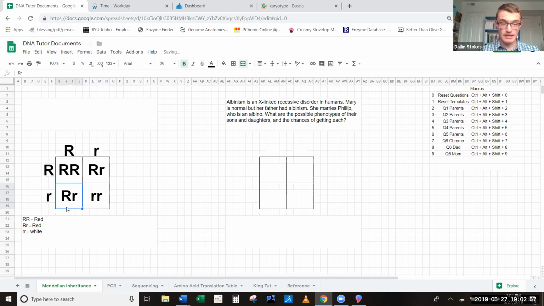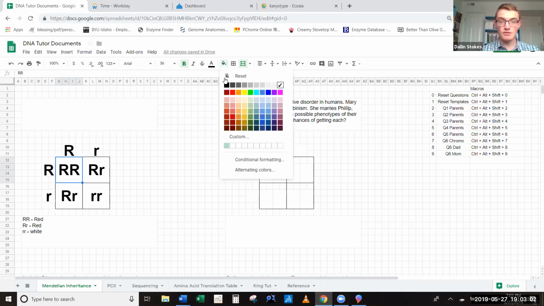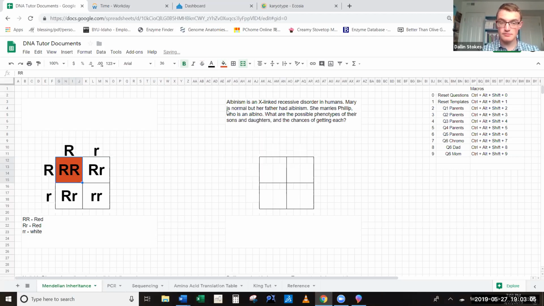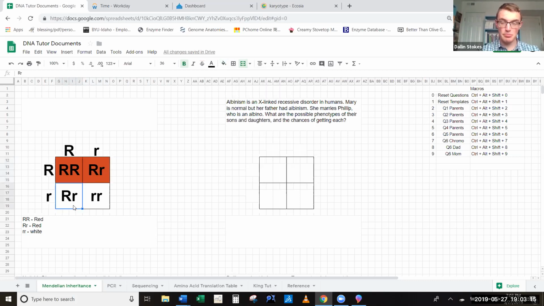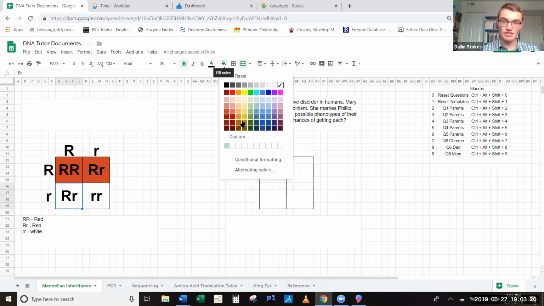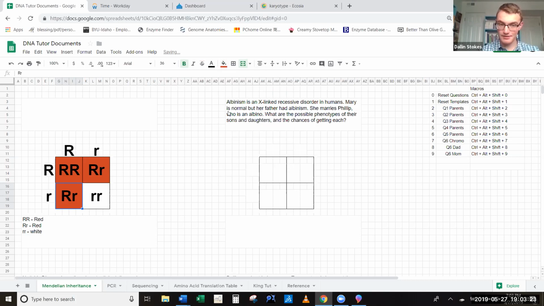So now what colors are these kids? Well, this one, big R, both of those are reds, so the child comes out red. Big R, little r. The big R overpowers the little r, so the child comes out red. Big R, little r. The big R overpowers the little r, so the child comes out red. The little r and the little r are both white alleles, so since there's no red to hide it, the white comes out on this one and it stays white.